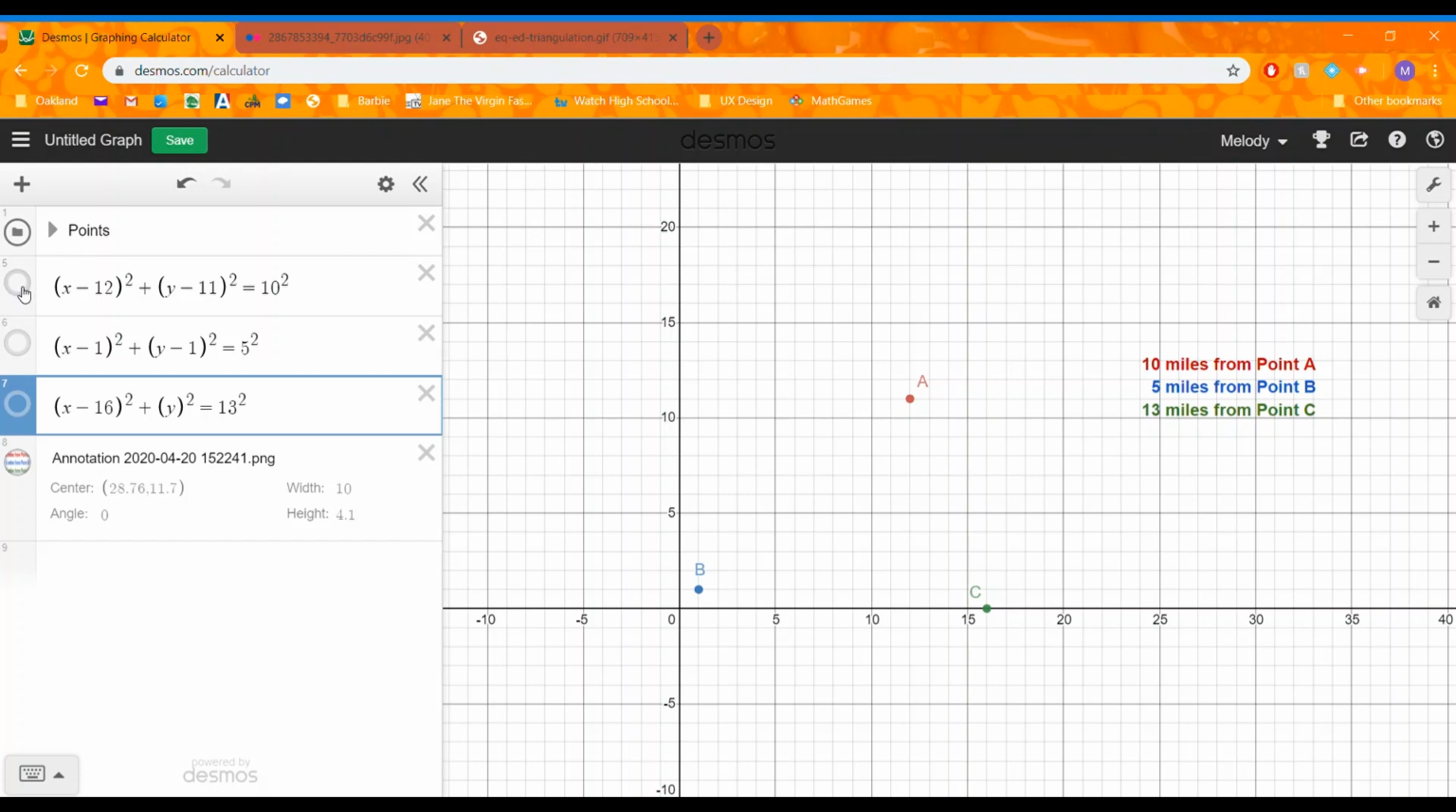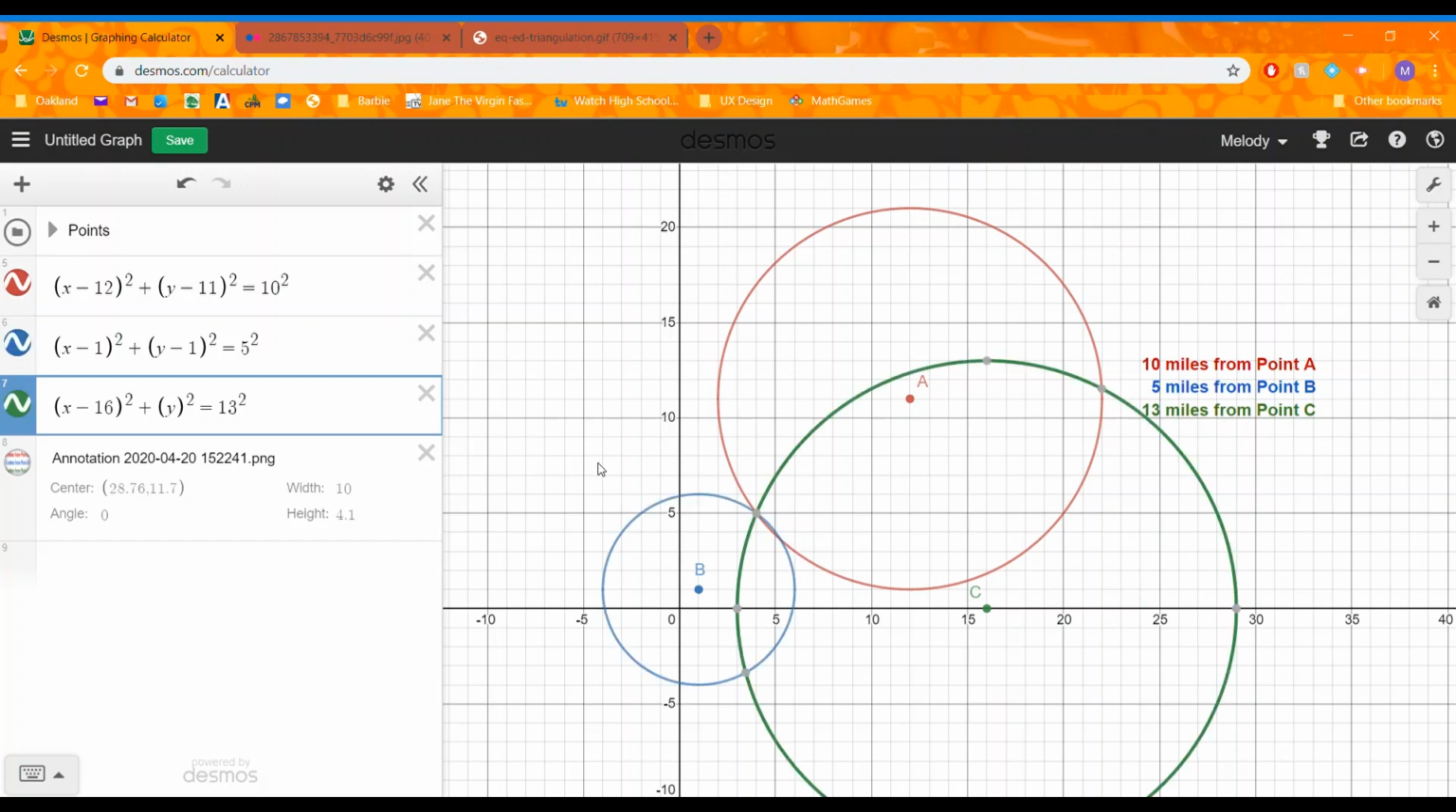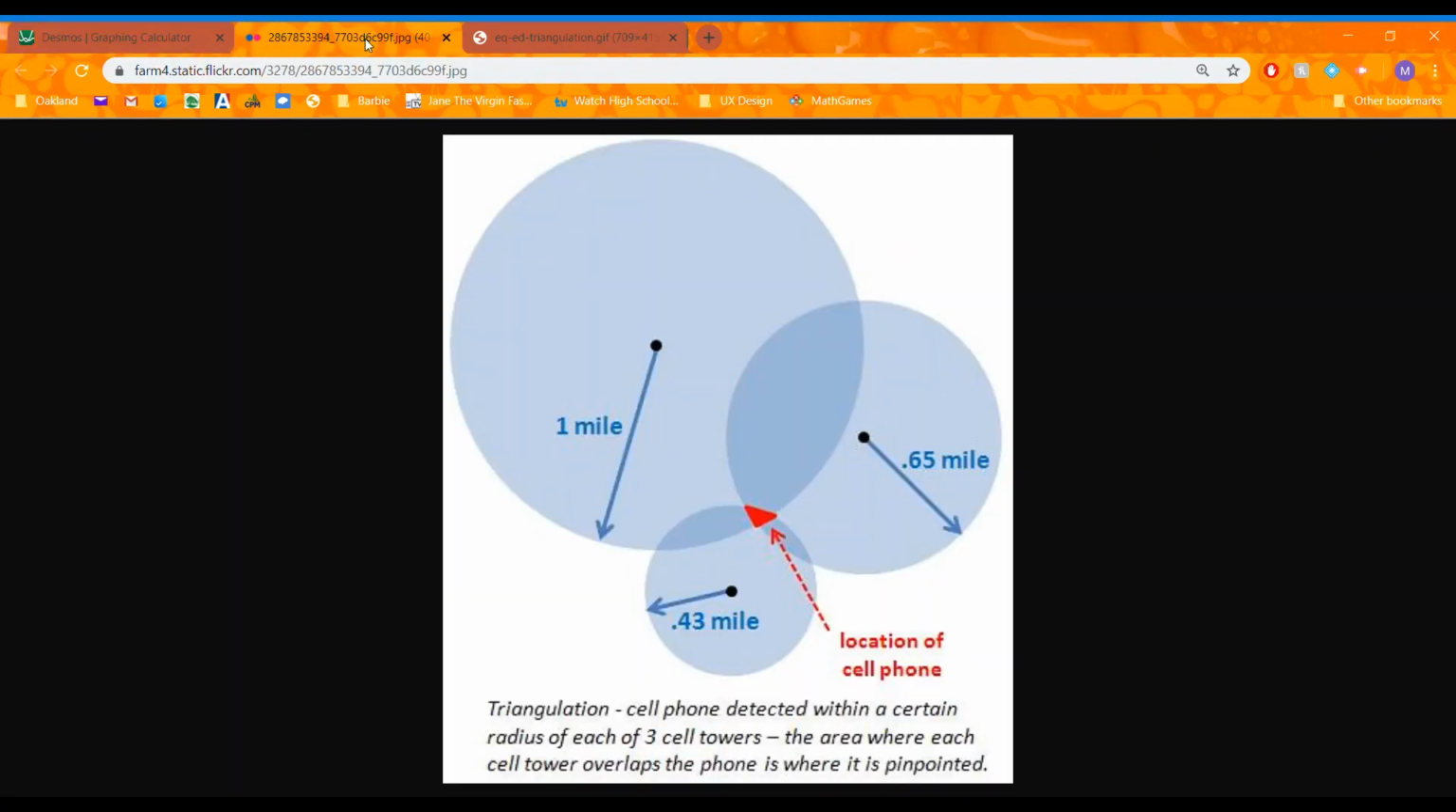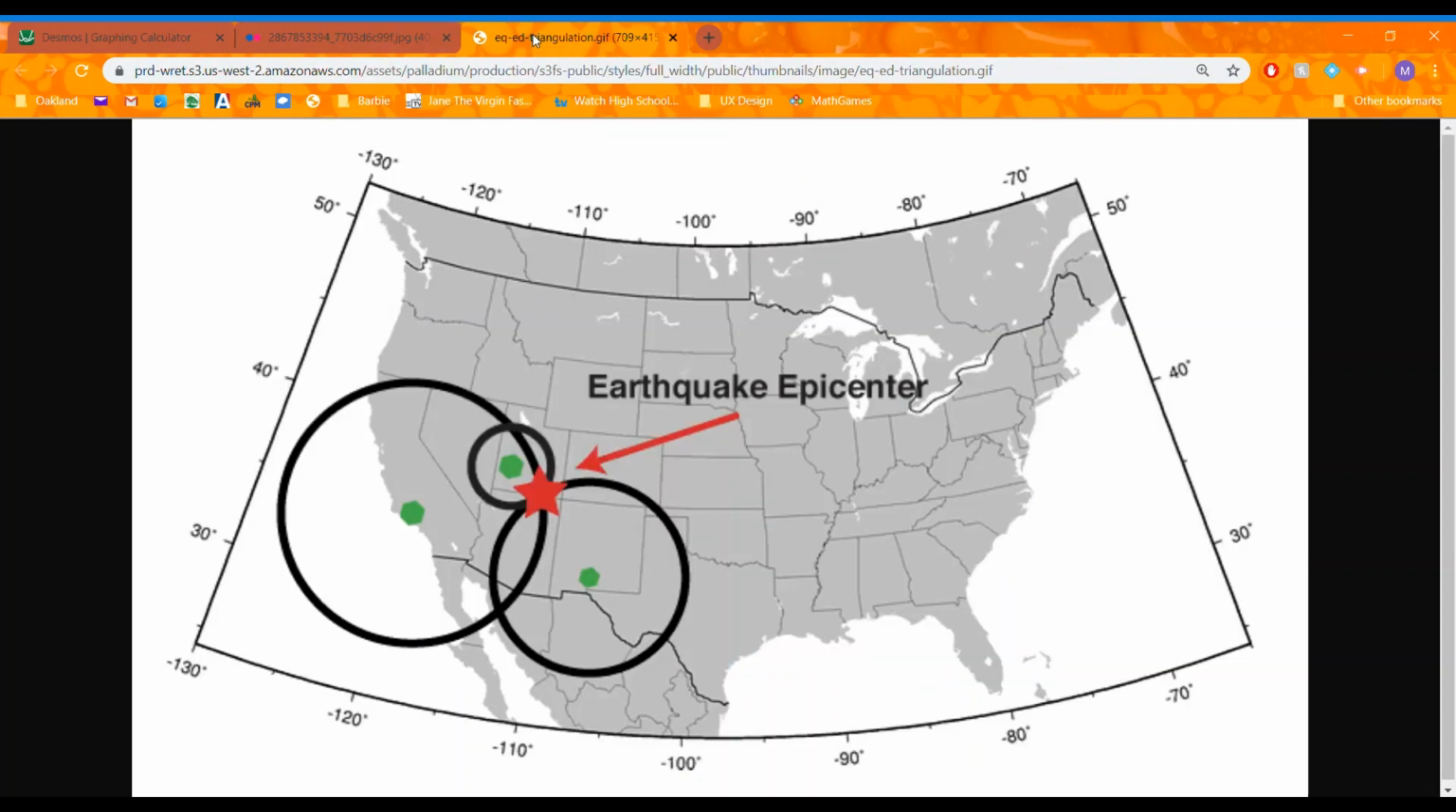Each person could then draw a circle representing all the places that are that distance away from them, and the point where they intersect would be the actual location of the object you were trying to find. This triangulation process is used every day in things like locating your phone using GPS, and when scientists try to find the epicenter of an earthquake.